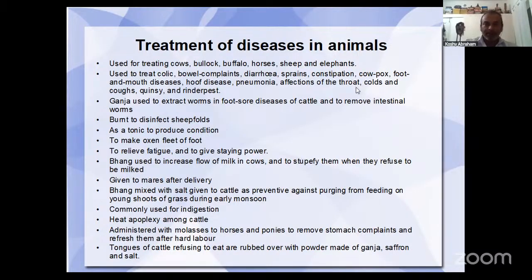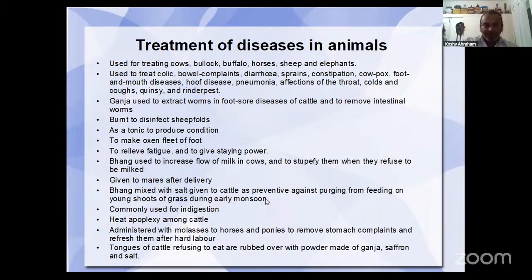We see that it was used to extract and remove worms. It was used to disinfect sheep skins, just like how we use it to keep our skins healthy. It was used to enable oxen to be fast and have stamina. When cows refused to give milk, or if there was a desire to increase the flow of milk, bhang was given. It was given to mares, that is, female horses, after delivery.